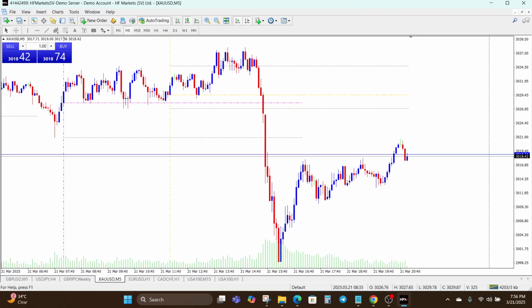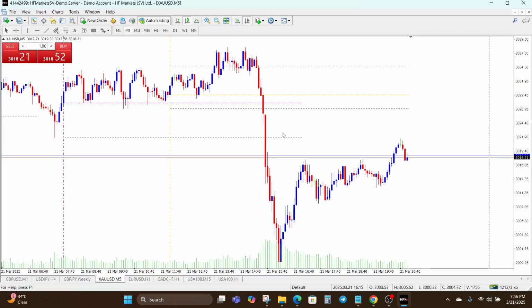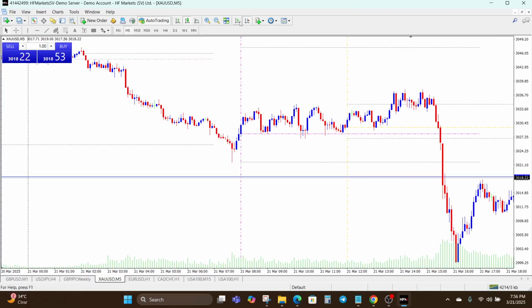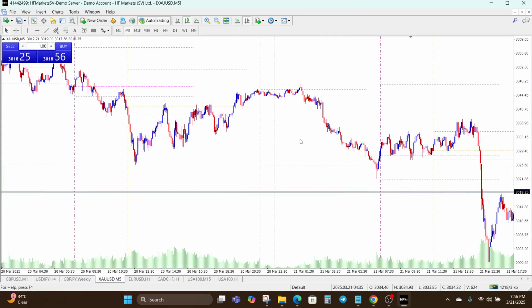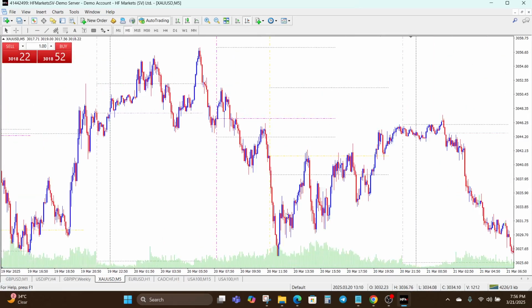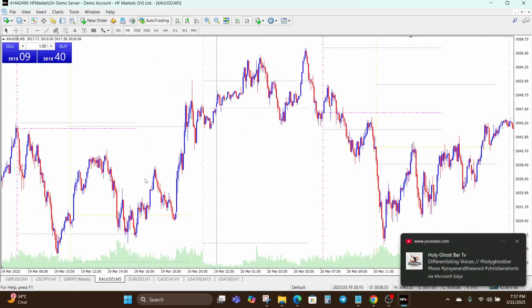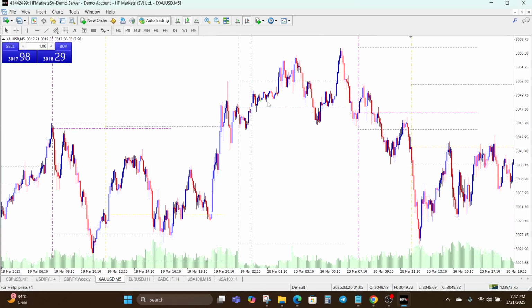Now, the indicator plots the Forex market sessions on your MT4 chart using color-coded lines. Let's zoom out a bit and scroll back a bit. You can see that there are vertical lines demarcating sessions. If you look closely, in addition to these horizontal lines that are identifying important zones, you will notice these vertical lines as well. These vertical lines are indicating the market sessions.